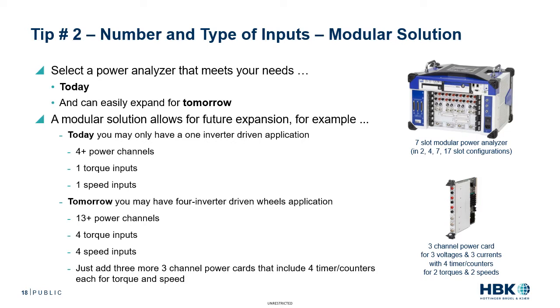So, for example, you may start out with one inverter-driven application requiring at least 4 power channels plus 1 torque and 1 speed sensor input. So let's say you start out with a 7-slot mainframe.